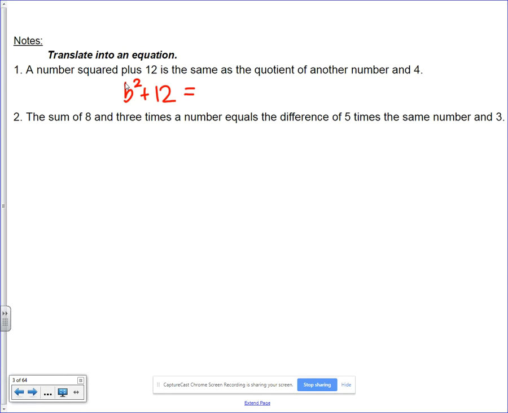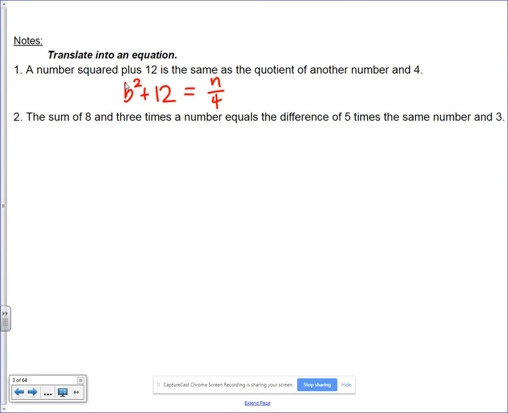So if you're using, this says I'm supposed to use another number. Does everybody see that? So I can't use B, can I? Because it's got to be a different number. So what do you want to use instead? N, and quotient is divided by 4. How is that for everybody? Is that okay? You remember what all those little phrases mean?